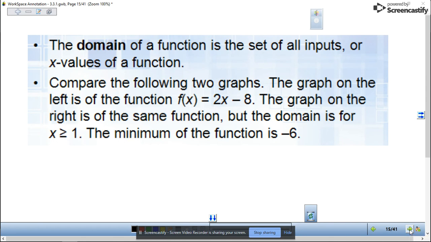So the domain of a function is the set of all inputs. We already talked about domain, right? For f of x equals 2x minus 8, the graph goes to the right of the same function, but the domain is x greater than or equal to 1. Okay?